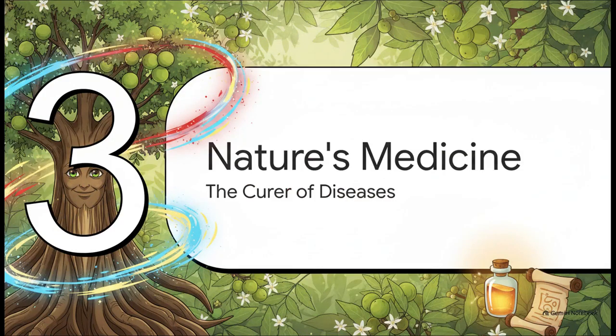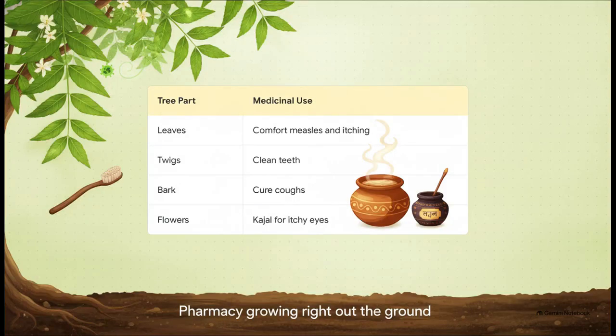All right, let's get into Section 3, Nature's Medicine Cabinet. Get this, every single part of Neem Baba has a specific medicinal use. It's literally a pharmacy growing right out of the dirt. The leaves are total powerhouses. They destroy germs, soothe the itching from measles, and even protect clothes in storage. The small twigs, historically, people used them as natural toothbrushes. Amber's grandmother even used the tree's bark to make a cough medicine for her. And she whipped up a special cudgel from the flowers to help Amber's dad with his itchy eyes.